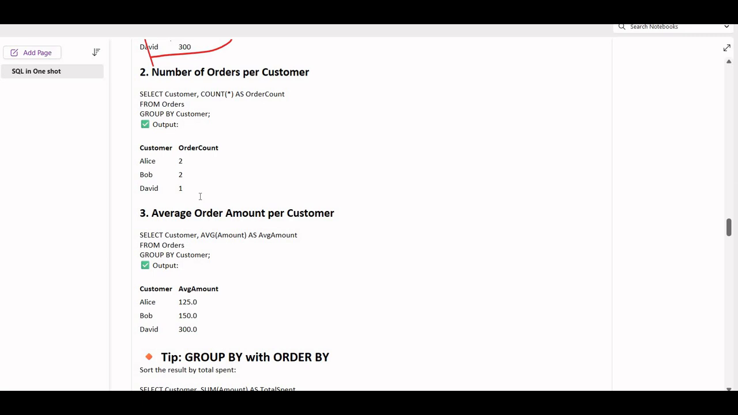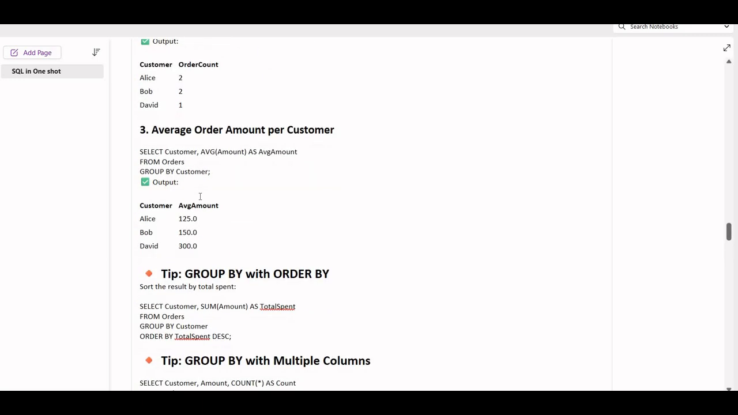Number of orders per customer. You have to give the number, you have to count it. How many orders are there per customer, okay? You have to get the count. Select customer, so the customer name you have to give, count star as order count from orders, group by customer, okay?